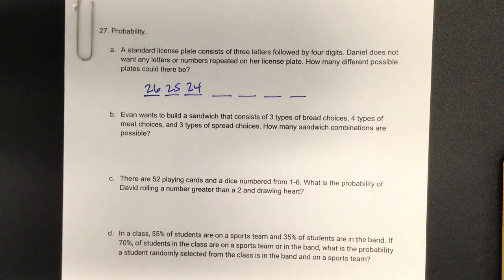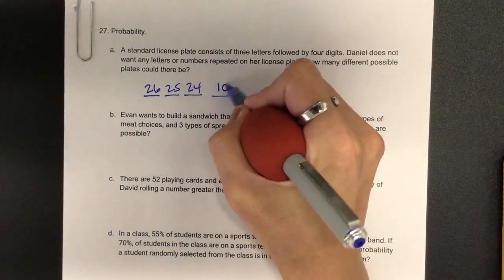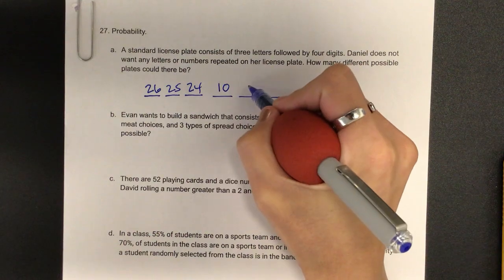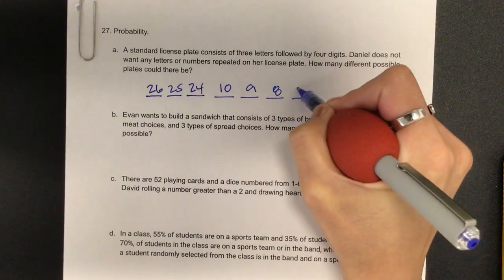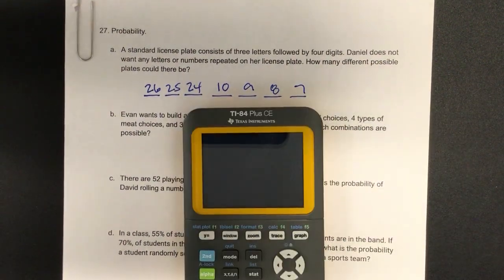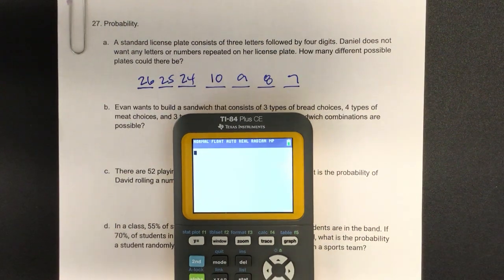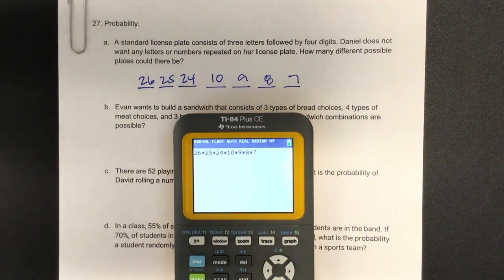Okay, how many digits do I have total? 10, because we have 0 through 9, right? So we have 10. And again, he said, do not repeat. So the next one is going to be 9, 8, and 7. You simply take those and multiply them. Everybody type in with me. And make sure you're multiplying 7 values. It's going to be really big.